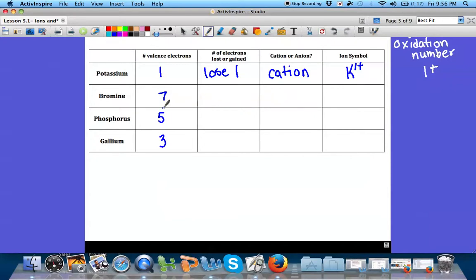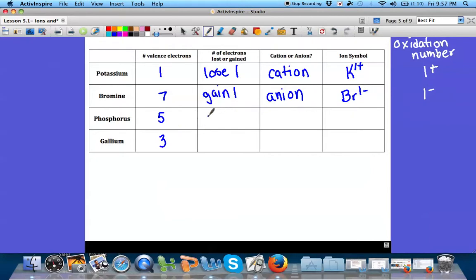Bromine has 7 valence electrons. To get to 8, it's going to gain 1 valence electron. When we gain 1, that's going to give us a negative charge, and that's going to make it be an anion. The oxidation number for bromine is 1 minus. The symbol for a bromine ion is Br 1 minus.